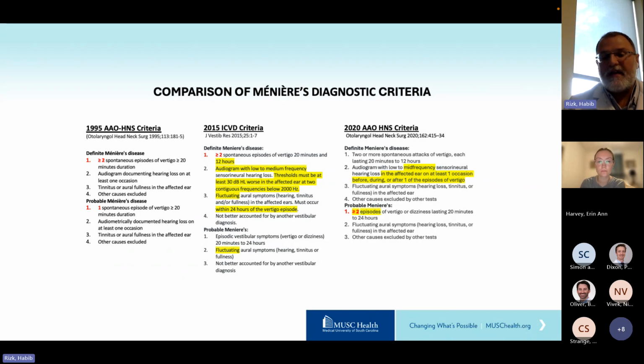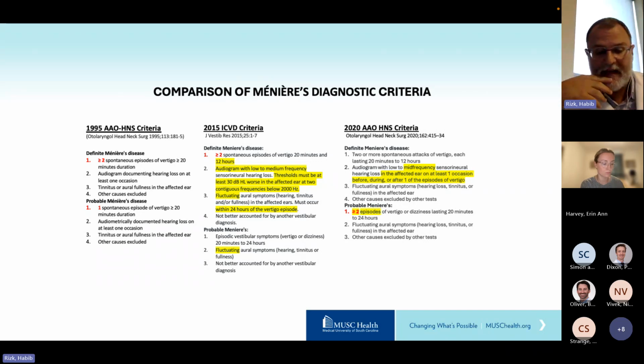Definite, you need to have 2 spontaneous episodes of vertigo lasting 20 minutes up to 12 hours, with an audiogram showing a low to medium frequency hearing loss in at least one ear. And they were very strict about the amount of hearing loss you can have. So a 25 dB asymmetric hearing loss on one side would not qualify per the Bereni criteria.